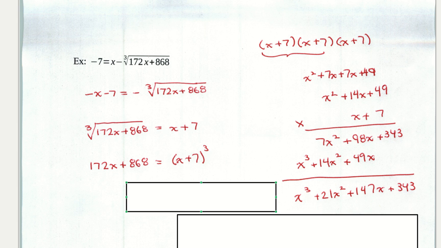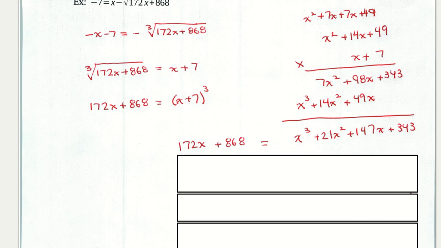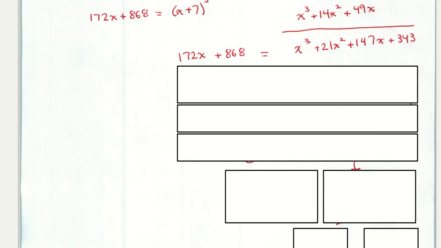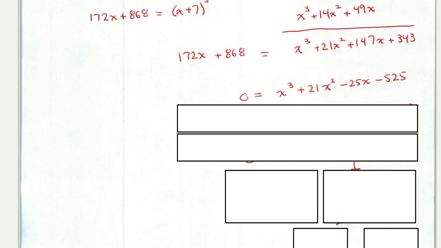Now we still have the left side, so we can't use the zero factor property yet. So let's get rid of it. Let's subtract 172x, and let's subtract 868 from both sides. Now I've got a 4-termed polynomial, so we're going to try to factor it by grouping.